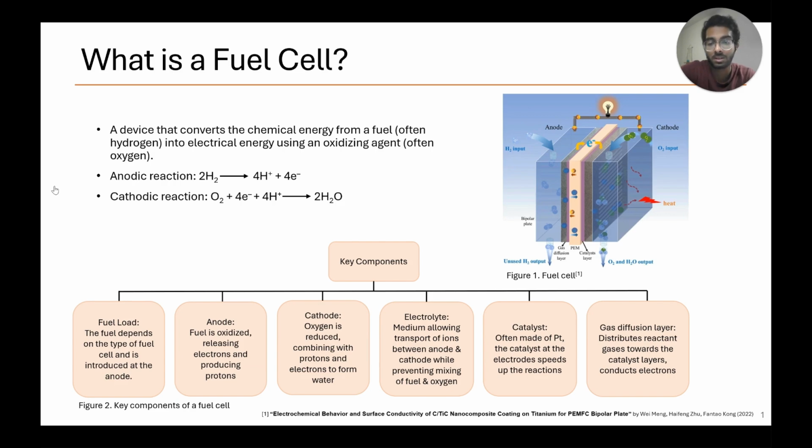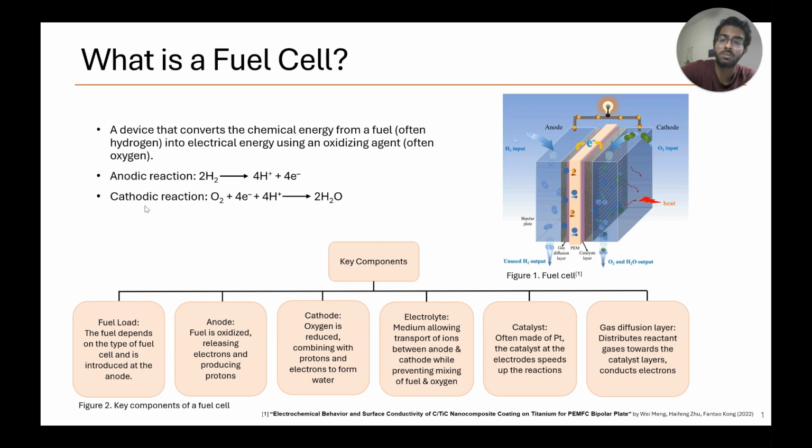I'll also be explaining the key components using this figure over here. So, the first key component is the fuel. Here, in this case, we're using hydrogen as the fuel, but generally the fuel depends on the type of fuel cell being used, and it is introduced at the anode. The next key components are the electrodes, the anode and the cathode. As you can see, I have the anodic reactions over here and the cathodic reactions as well.